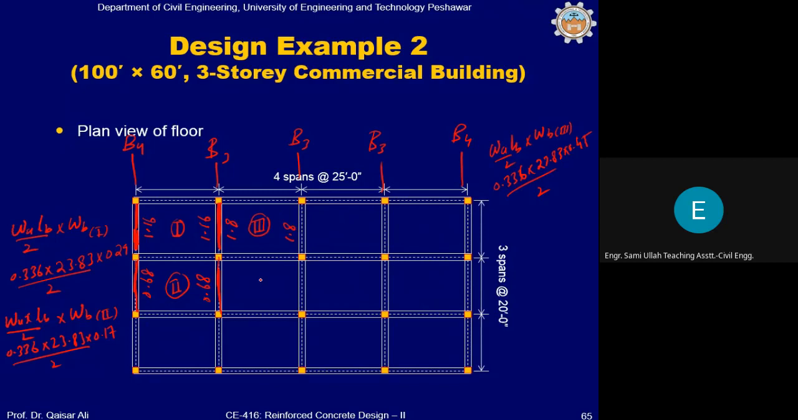Okay? Similarly, load transferred in the longer direction from panel 4. It will be again equal to 0.336 multiplied by 23.83 multiplied by what was the value of WB for panel 4? 0.29. 0.29 divided by 2. How much is the value? 1.16. 1.16 here and 1.16 here.